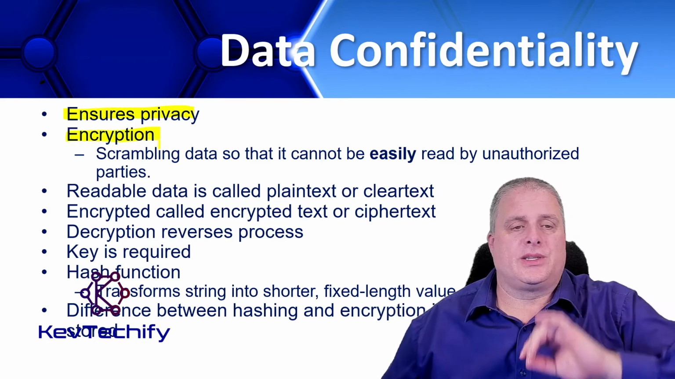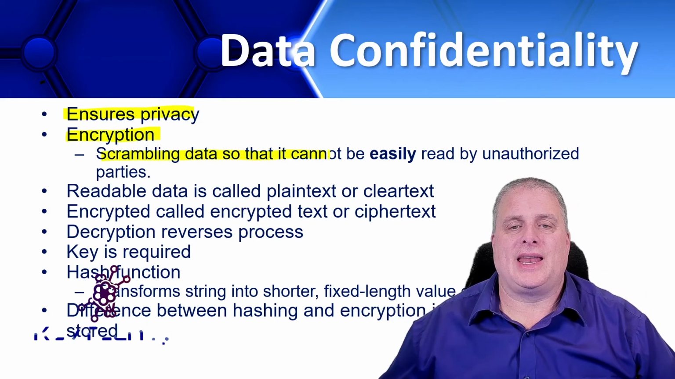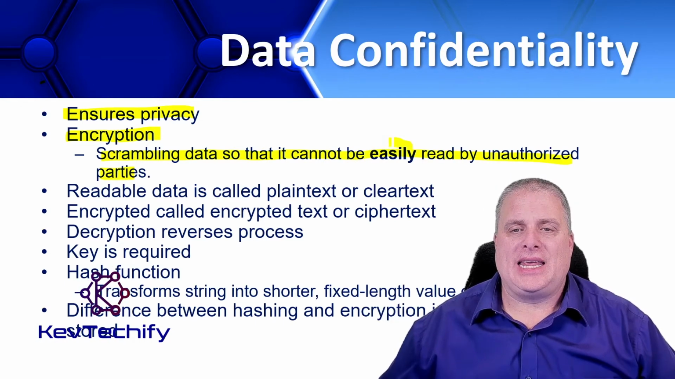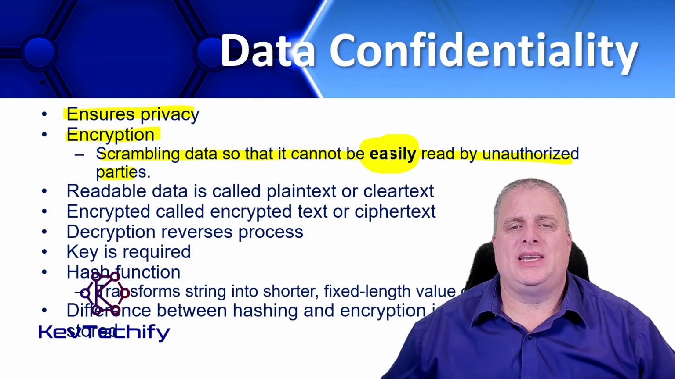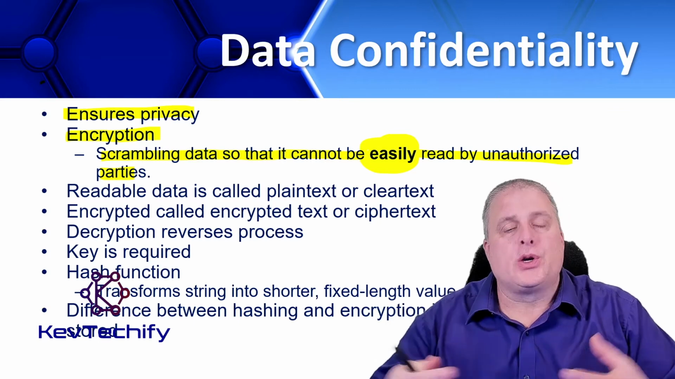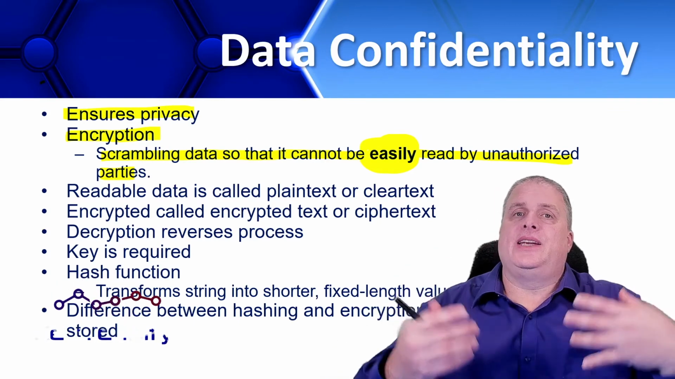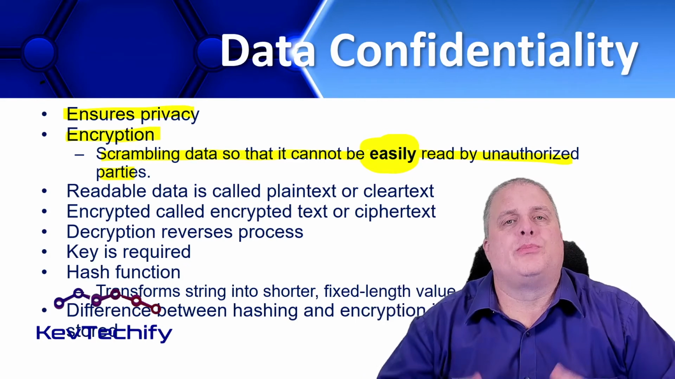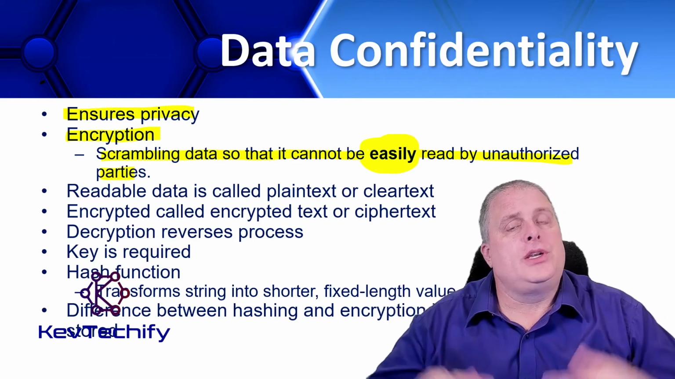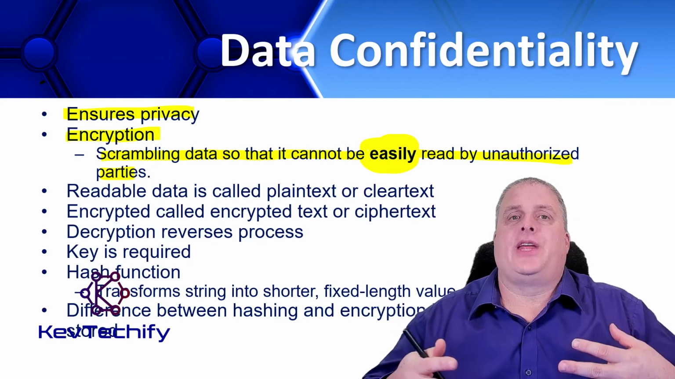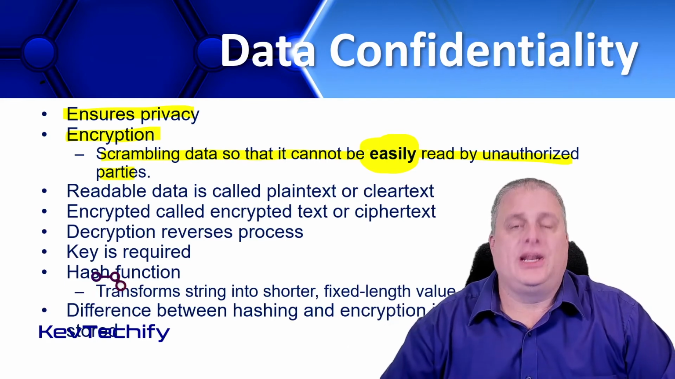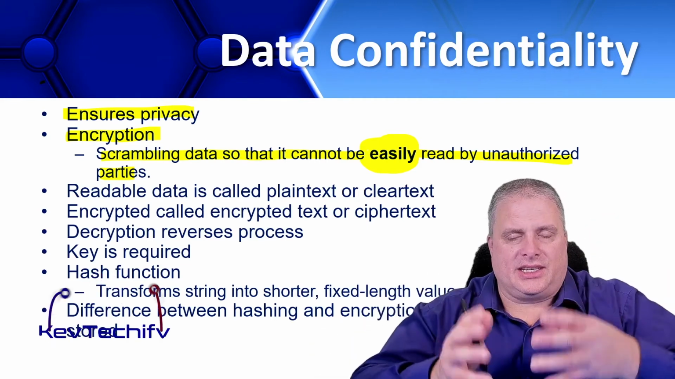Now, encryption is the process of scrambling data so that it cannot be easily read by unauthorized parties. And notice that it's cannot be easily read. No encryption is going to be perfect. Eventually, somebody is going to break that encryption. The idea here is it's going to take too long to break that encryption. If it's only going to take a couple minutes to break that encryption, your encryption is not strong enough.